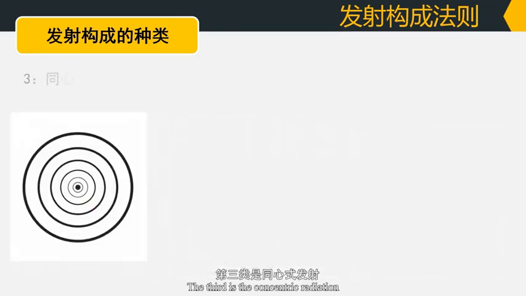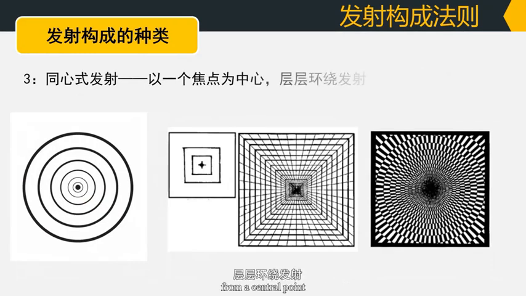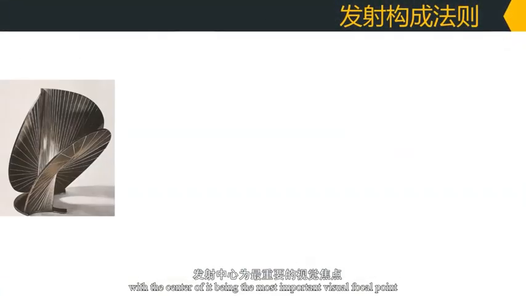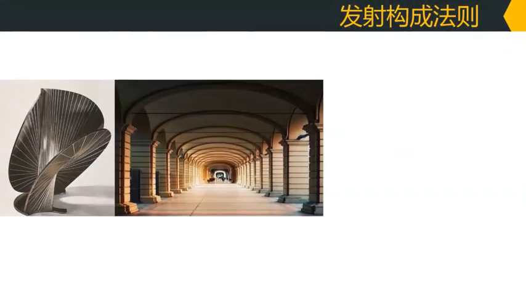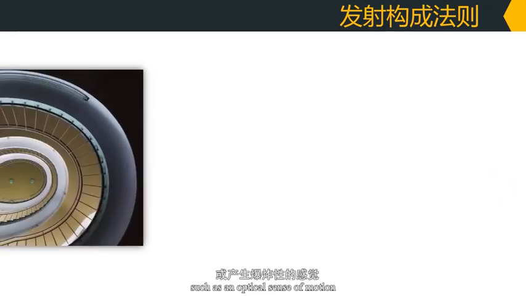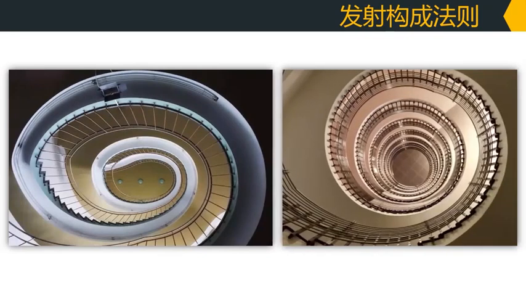The third is the concentric radiation, which radiates layer by layer from a central point, like the shape of a target. Radiation exhibits directional regularity, with the center of it being the most important visual focal point, where the forms converge or diverge towards the center. This can create strong visual impact, such as an optical sense of motion or a feeling of explosion.